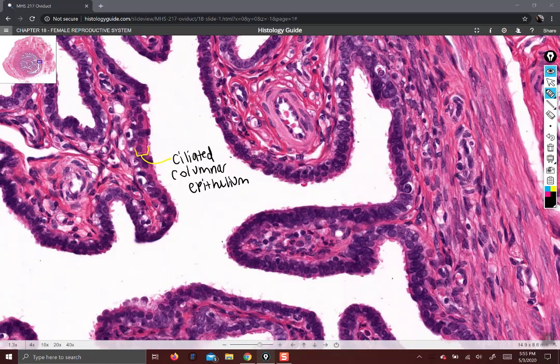So we have a ciliated columnar epithelium, and then we have the lamina propria underneath. Which, as you can see, is loose connective tissue with the occasional blood vessel. There's one there. Here's an arteriole. So this is where the blood supply for that epithelium comes from. And then here is a closer up view of a mucosal fold.